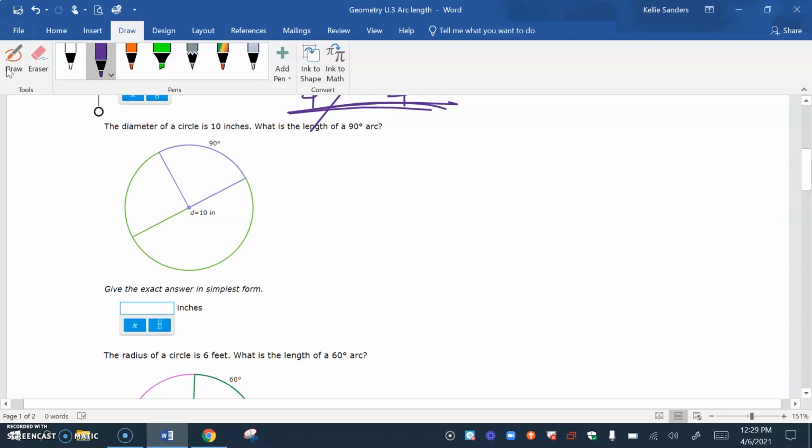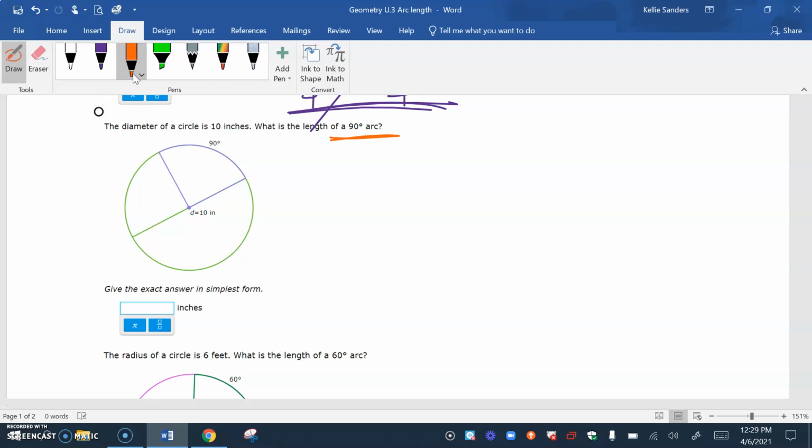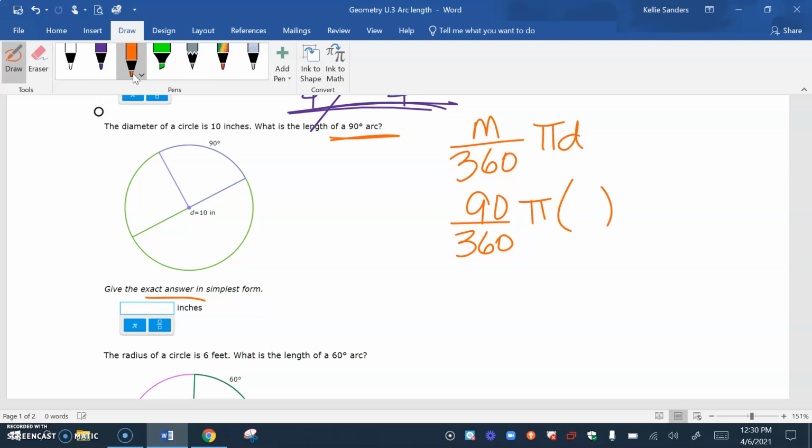Now let's speed it up a little bit. The diameter of a circle is 10 inches. What is the length of a 90-degree arc? So measure of the angle over 360, pi times diameter. What's the measure of the angle? 90 over 360. Exact answer, so we're not going to put 3.14 in. And the diameter is 10.